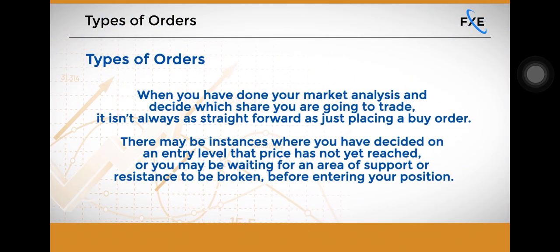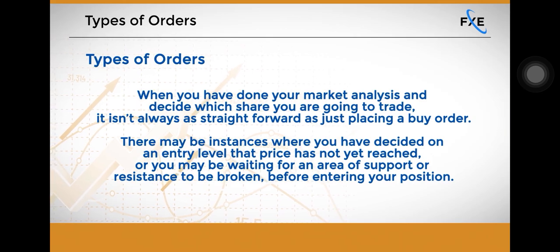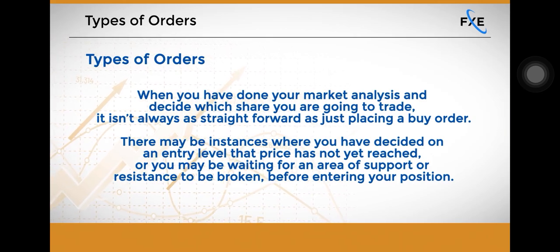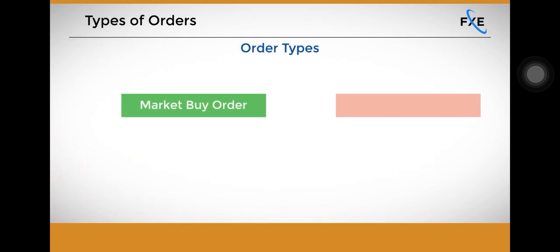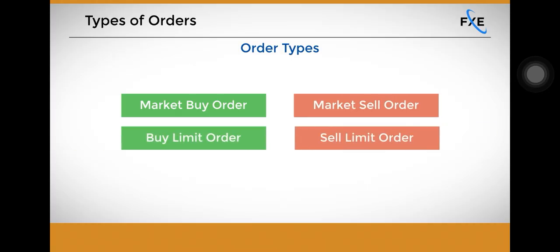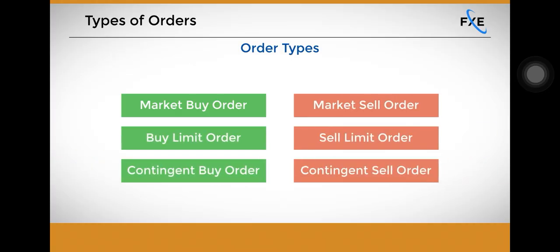There may be instances where you have decided on an entry level that price has not yet reached, or you may be waiting for an area of support or resistance to be broken before entering your position. Although buying at a current level is easy to execute, this style of entry may not always be the best option. There are different types of orders that can greatly assist you in getting into the market at a particular point in the future, and all have different characteristics that are suited to particular market conditions. Let's first look at market orders.